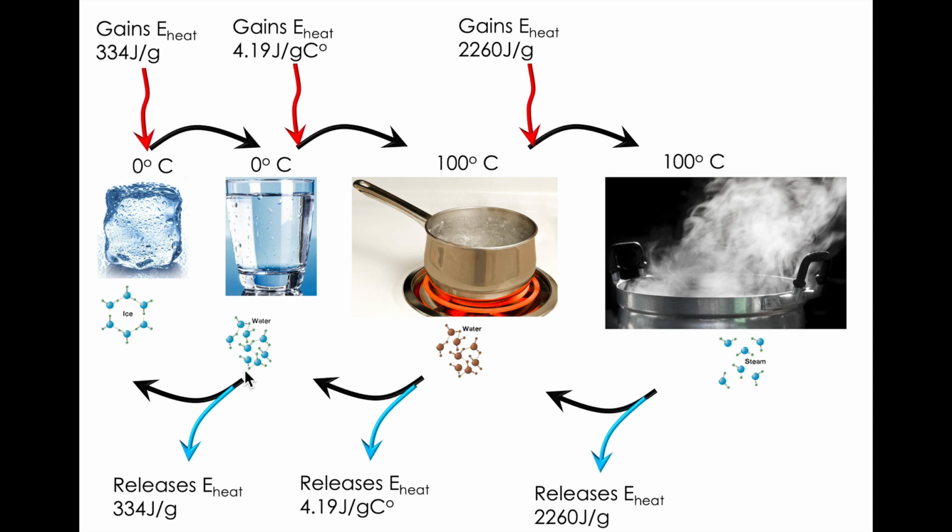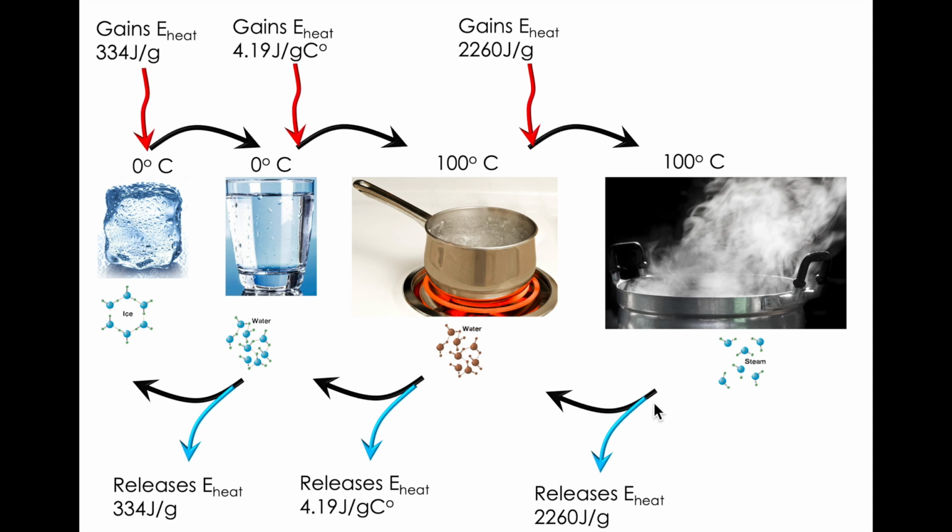In order to go from liquid water into crystalline water, which will be called ice, it takes 334 joules of energy for every 1 gram of water to go from a liquid phase into a solid phase.